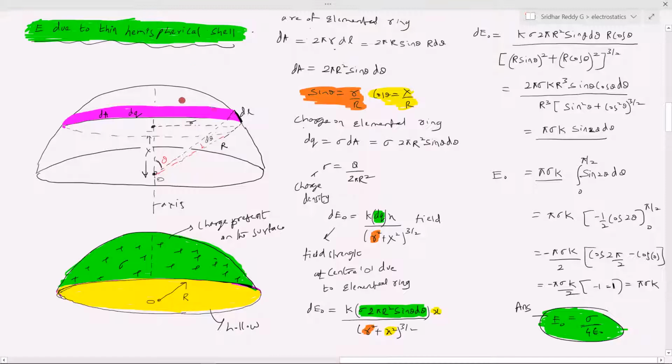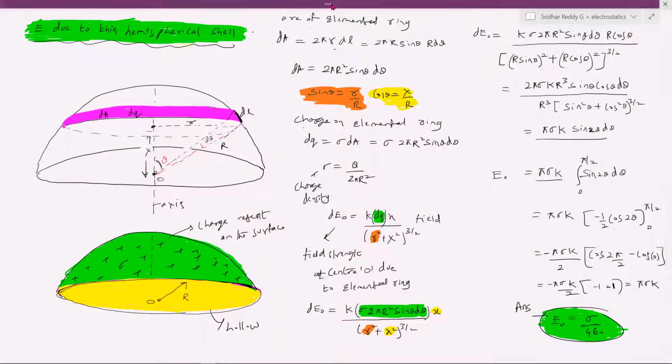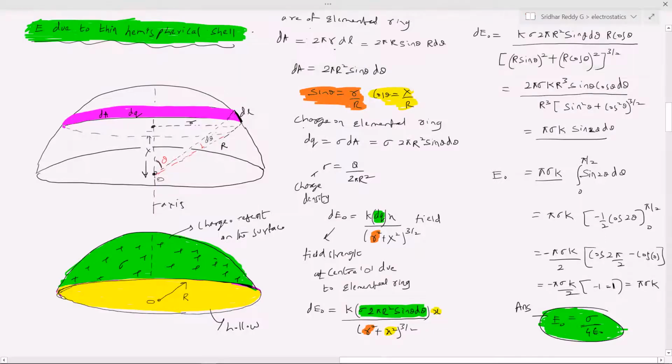E due to a thin hemispherical shell. What do you mean by a hemispherical shell? A solid hemisphere is like half a lemon. What about a hemispherical shell? Take any volleyball or basketball and cut it into 2 equal parts. So what do you get? You'll get a hemispherical ball. Where is the charge present? Only on the surface, not through the volume. Charge is present only on the surface.